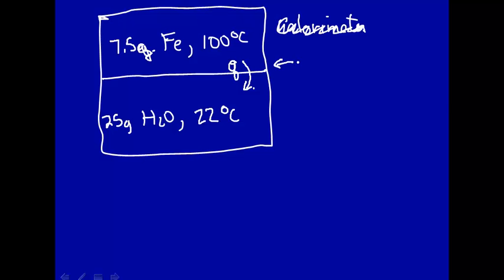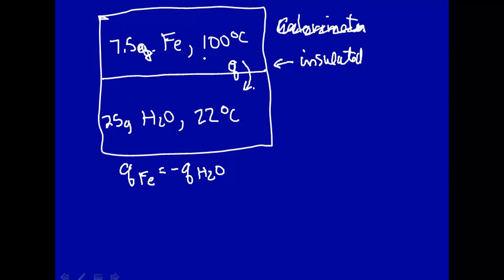And let's make this insulated. So the only way the heat can flow is from the iron to the water. It can't get out of here. So let's try to figure out what's happening here. Well, we know that since this is insulated, the Q for the iron is equal to minus Q of the water. The heat lost by the iron is the heat gained by the water.